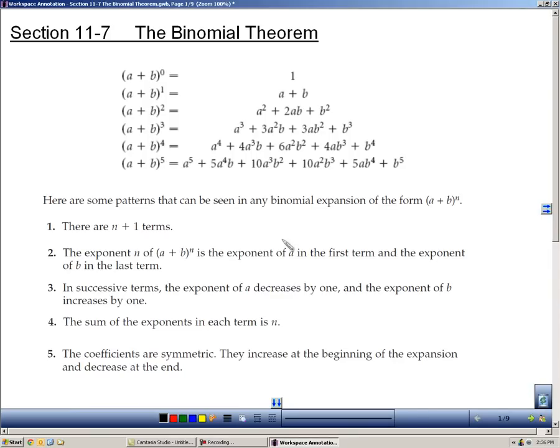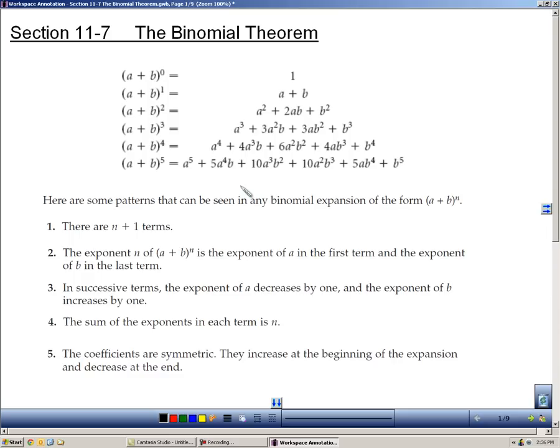Section 11.7 is about the binomial theorem. We're going to take a look at binomials when we expand them. In other words, if I have a plus b squared, that's really a plus b times itself. And then if I distribute it, I get this polynomial. If I do it 3 times and I distribute, I get this one and so on.